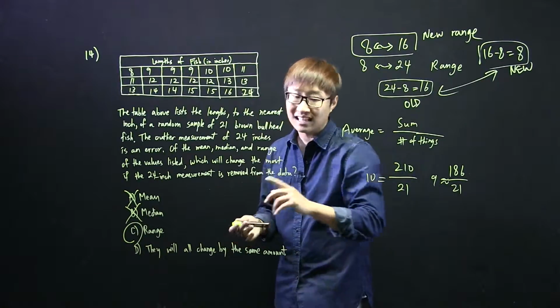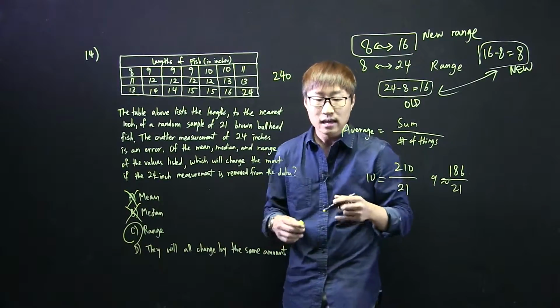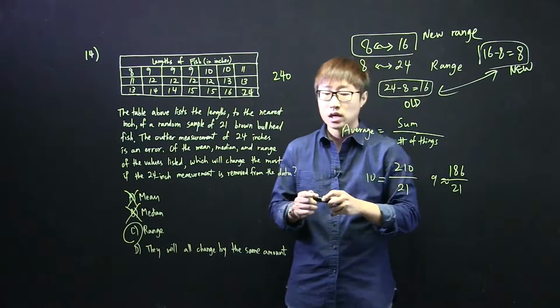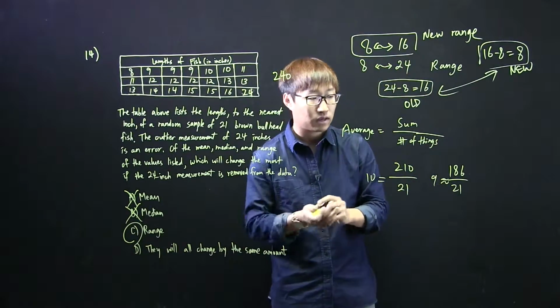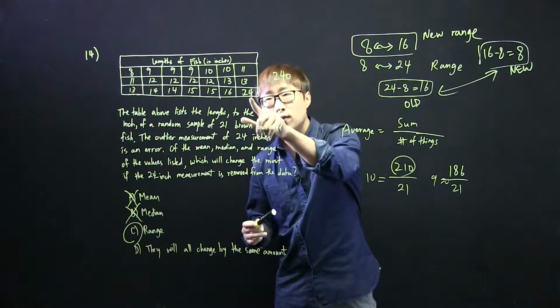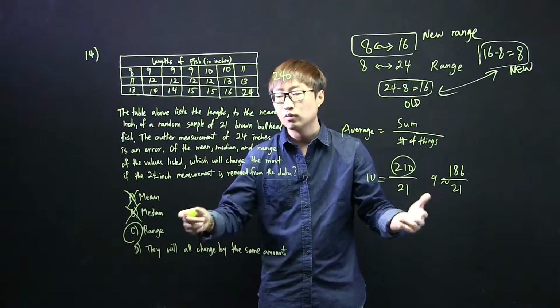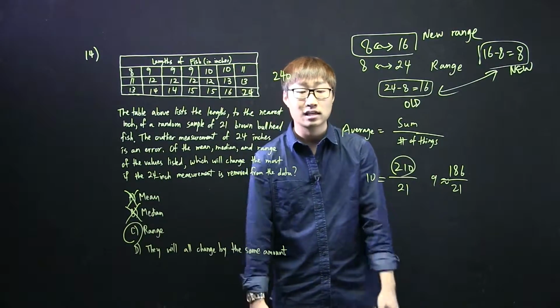If the 24 was not 24 and it was like 240, yes, that will make a huge difference in terms of the mean, because now whatever I add on top will be much more than before. But 24 is not that significantly bigger than 16. So really the range will change the most in this case.